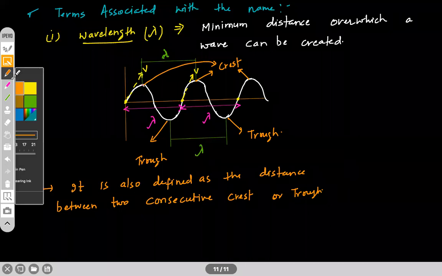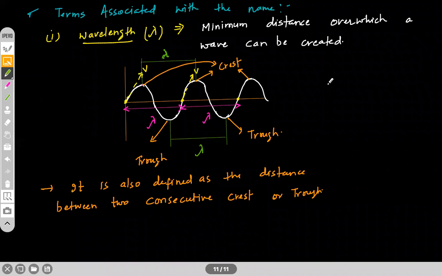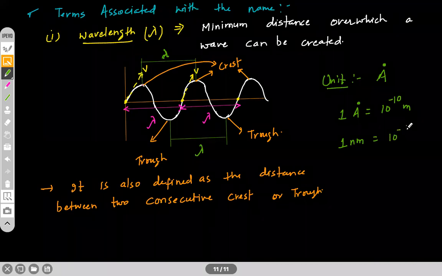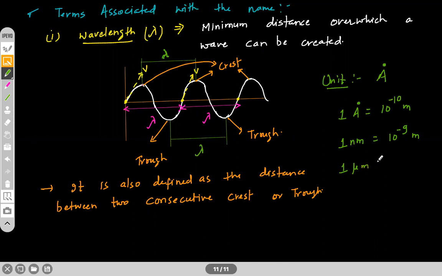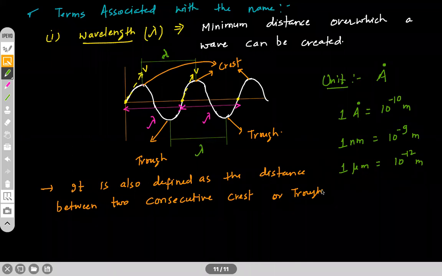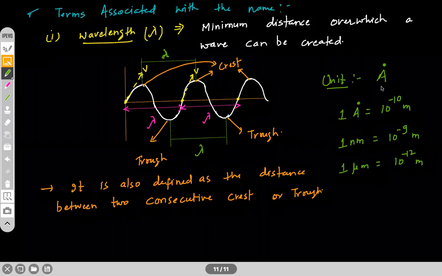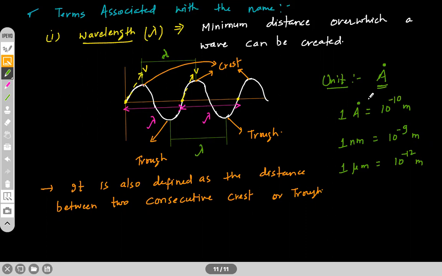Correct? Wavelength, the unit is angstrom, represented by this, and 1 angstrom is equal to 10 to the power minus 10 meter. 1 nanometer is equal to 10 to the power minus 9 meter, 1 micrometer is 10 to the power minus 12 meter. So all these conversions you should know. Okay, so this is the unit we have. Mainly it is represented in angstrom. 1 angstrom, 10 to the power minus 10 meter.